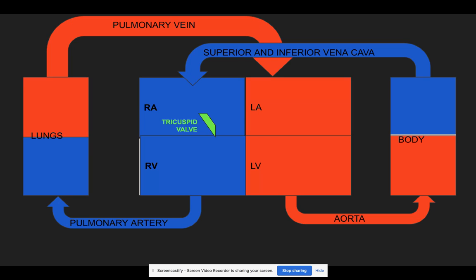Often if you hear of someone who has a heart murmur, it's because their valves aren't working quite properly, and so a little bit of blood is kind of going in and out through it. Then to go from your right ventricle into your pulmonary artery, it's going to go through a pulmonary valve.